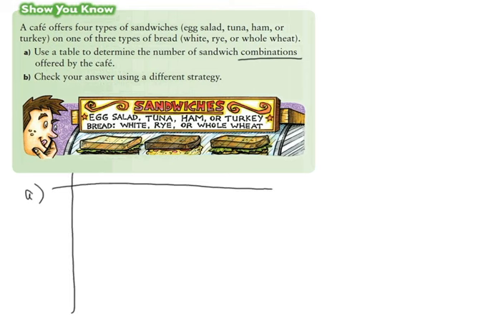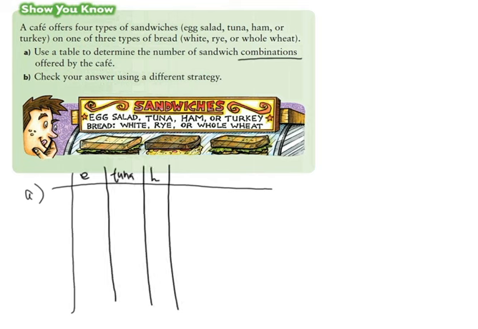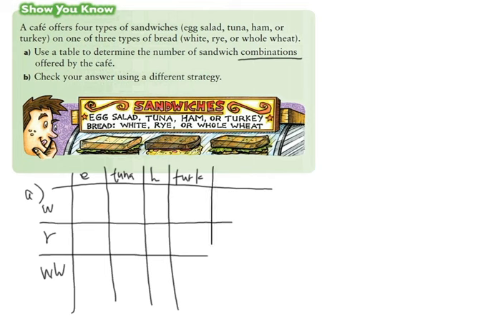So in our table here, it doesn't really matter, we're going to put egg here, tuna here, ham here, and turkey here. And then on the other side, we're going to put white, rye, and whole wheat. You could use whatever you want for your abbreviations. You can write out the whole words, it doesn't matter. But for purposes of a table, this clearly shows us what we need to know.